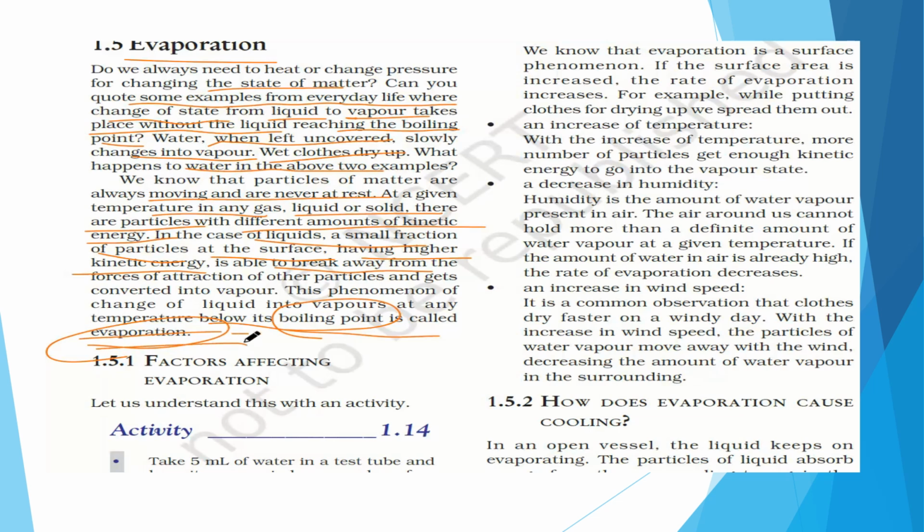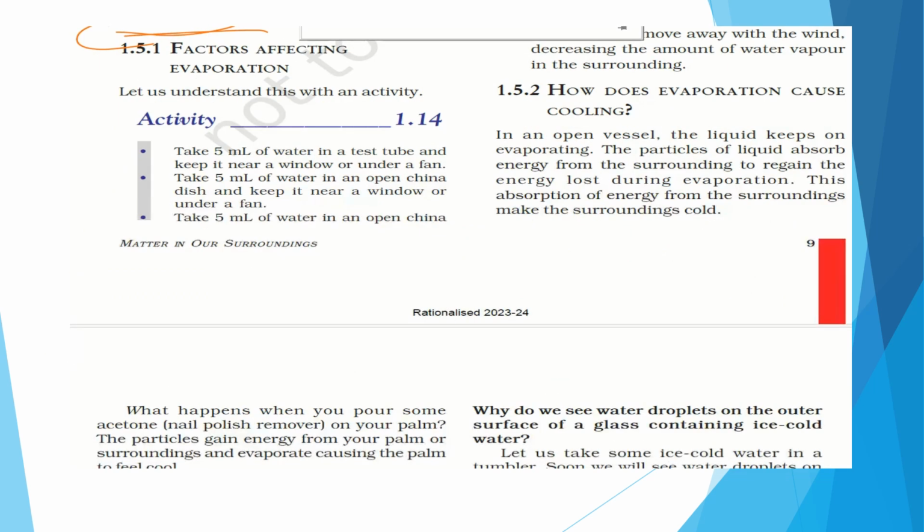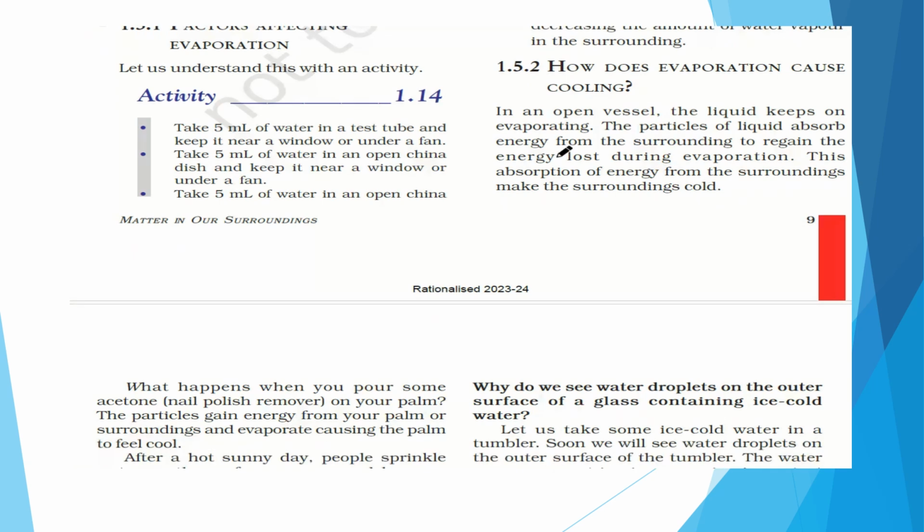So this is evaporation. Now we will be dealing with the factors affecting evaporation. What are the factors affecting evaporation? Again, we are going to understand with an activity. Take 5 ml of water in a test tube. Keep it near the window or under a fan. Take 5 ml of water in an open china dish and keep it near a window or a fan.